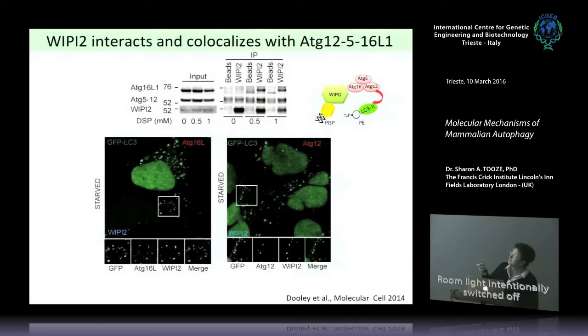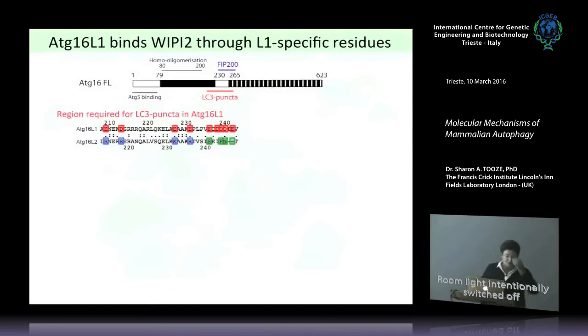But when we use increasing amounts of cross-linker immunoprecipitating the proteins, we can see, immunoprecipitating WIPI2, we can see HG16 being pulled down and HG512. So then we wanted to try to understand the interaction between HG16 and WIPI2. And the reason that we thought it was HG16 was because of the data from the mass spec, where we had more peptides from HG16 than HG5. And so we started to look a little bit at this HG16 protein.